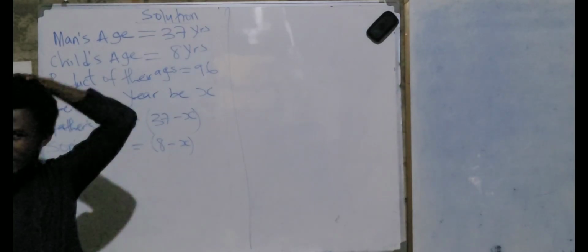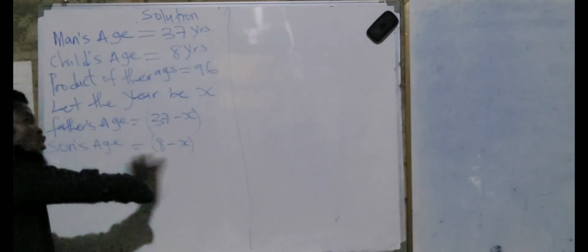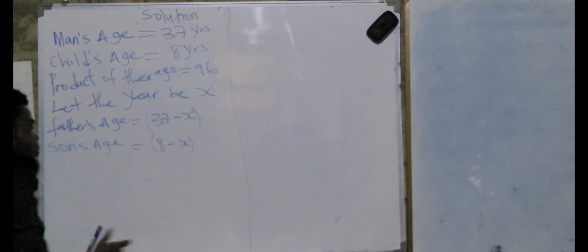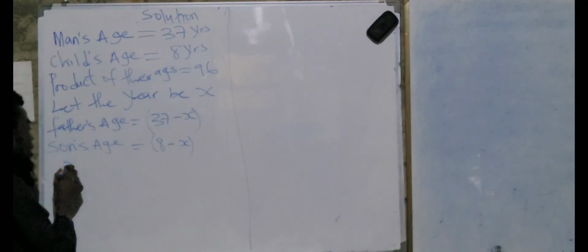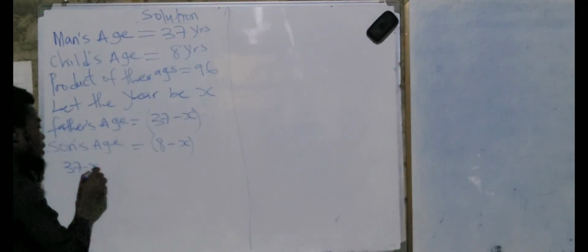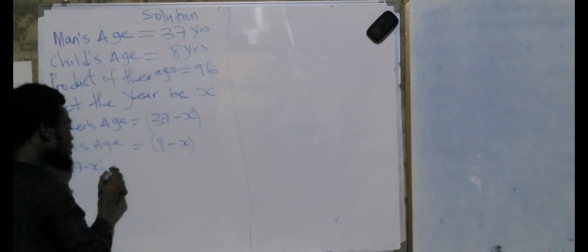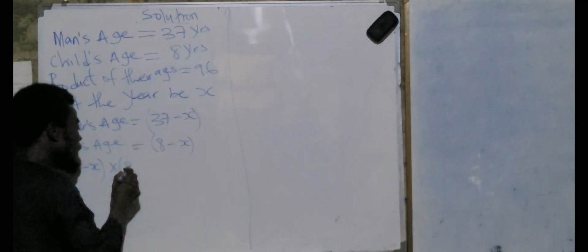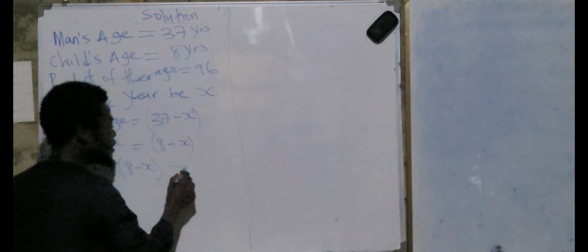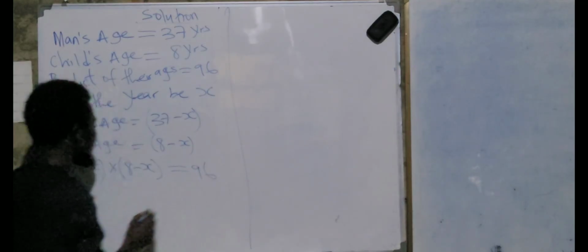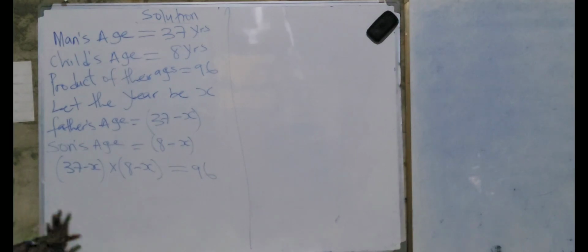Are we getting this concept here? Yes, sir. So, the product of their ages now, what do you have now? You now have the father's age, 37 minus X. Are we right here? Multiply by 8 minus X, which is now equal to 96. Therefore, this is the product of their ages now.